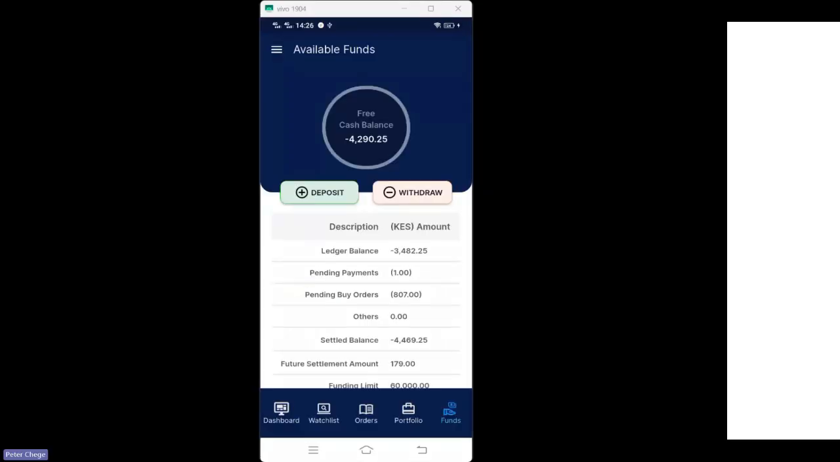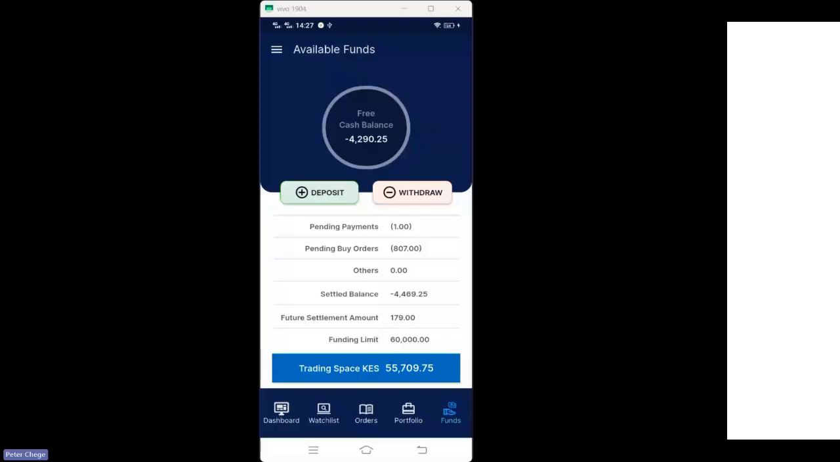You have noted the ledger balance is what I have in my account. But there is a pending order of 807. I cannot withdraw this money or use it to buy more shares. Trading space is the amount that I can use to buy shares. That's why I said use trading space to determine the amount you can use to buy shares.